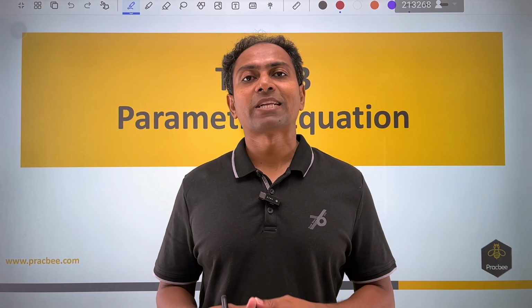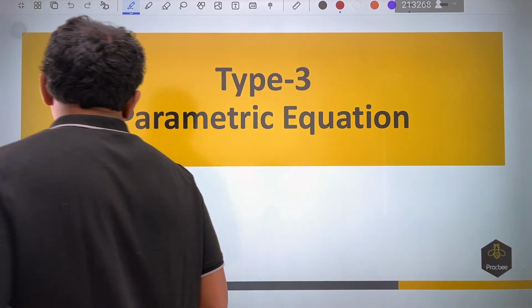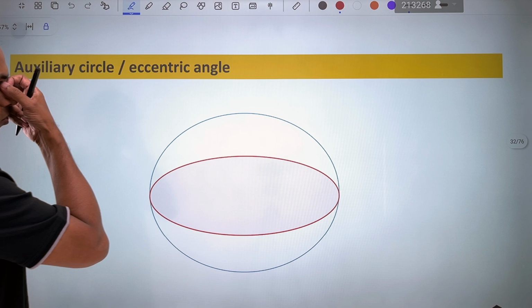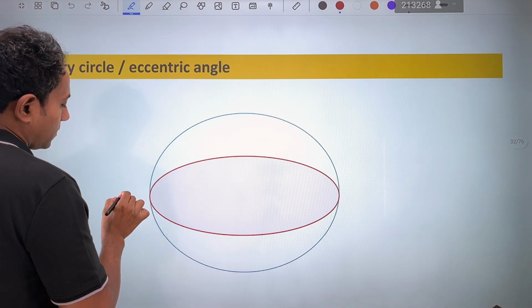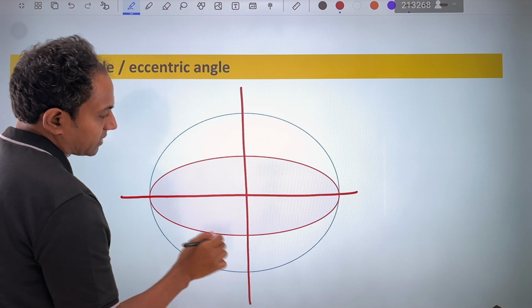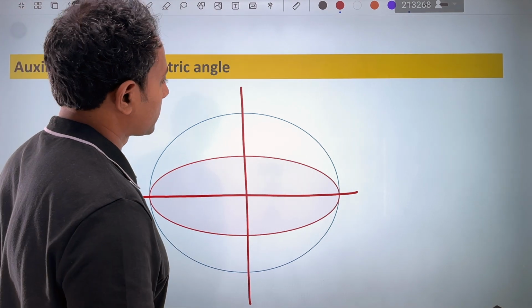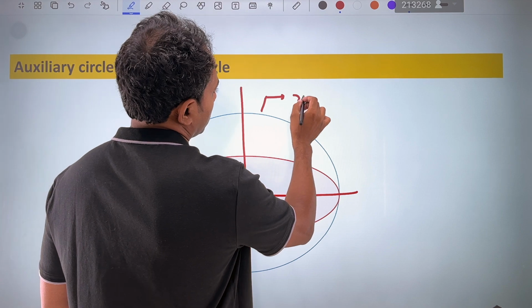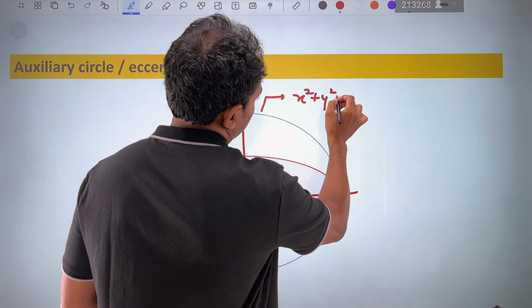Now let us move towards type C problems, that are problems based on the parametric equation of an ellipse. First, let us analyze what the parametric equation of an ellipse is. For that you need to know the concept of auxiliary circle. If you have a circle that touches an ellipse at the extremities of the major axis, that circle is known as the auxiliary circle.